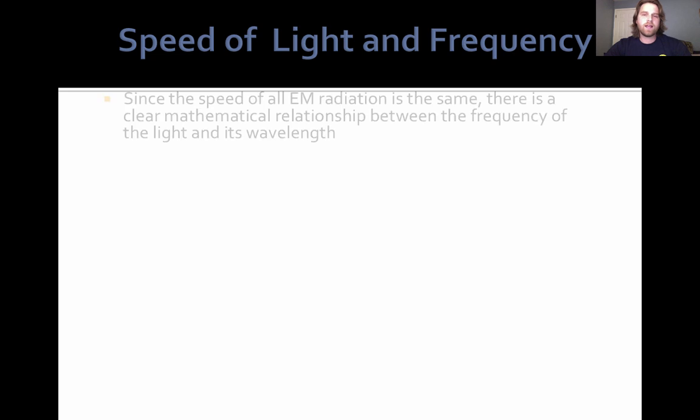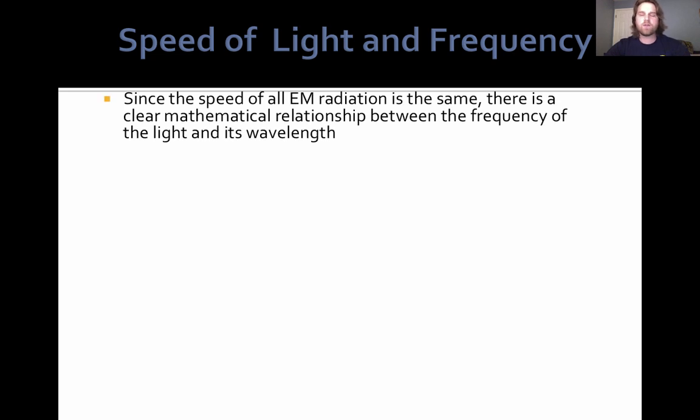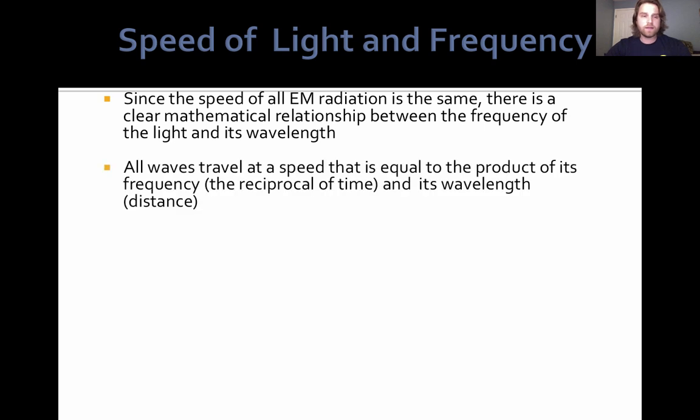So now we're looking at speed of light and frequency. Since the speed of all electromagnetic radiation is the same, there's a mathematical relationship that we can look at between frequency and wavelength and the speed of light. We know that all waves travel at a speed that is equal to the product of frequency and wavelength. So frequency times wavelength equals speed. And so we can represent that with c equals f times lambda. Now f is frequency, lambda is wavelength, c represents the speed of light here.